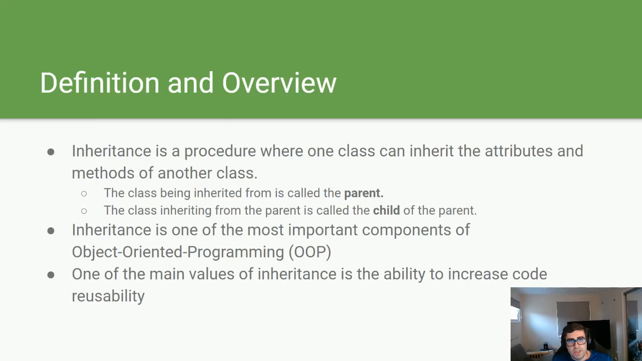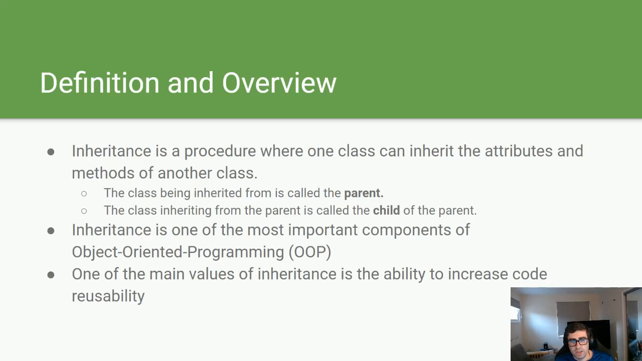Inheritance is a procedure where one class can inherit the attributes and methods of another class. The class being inherited from is called the parent, and the class inheriting from the parent is called the child of the parent. Inheritance is one of the most important components of object-oriented programming, basically programming using classes where everything's an object. One of the main values of inheritance is the ability to increase code reusability.